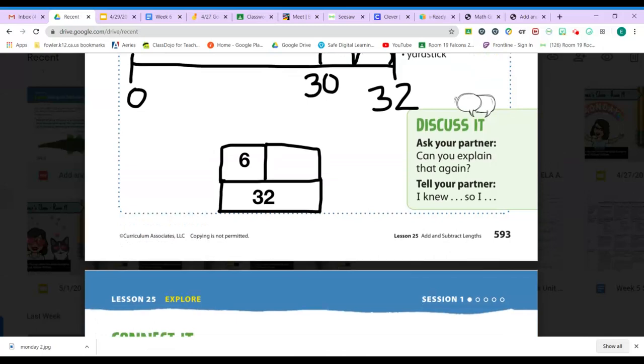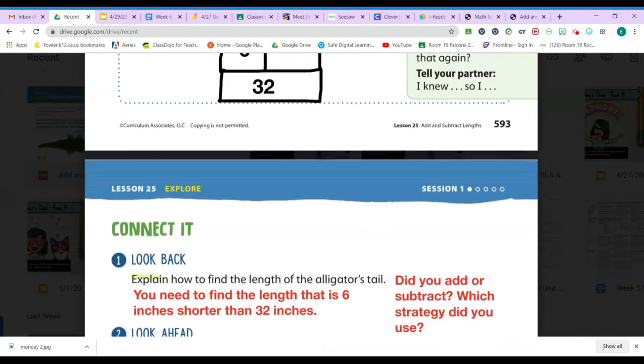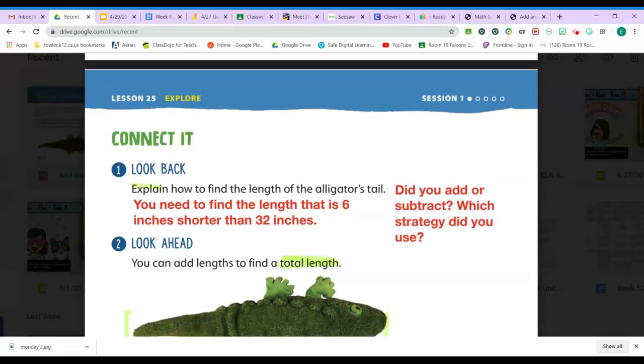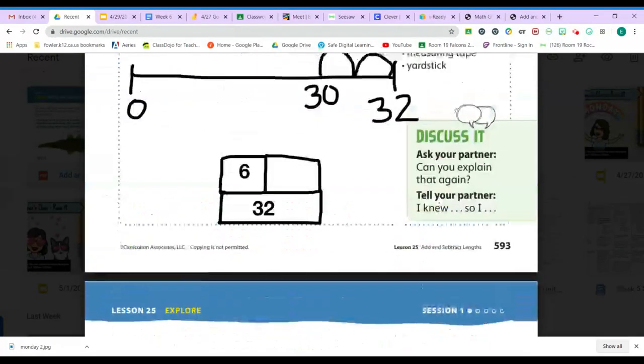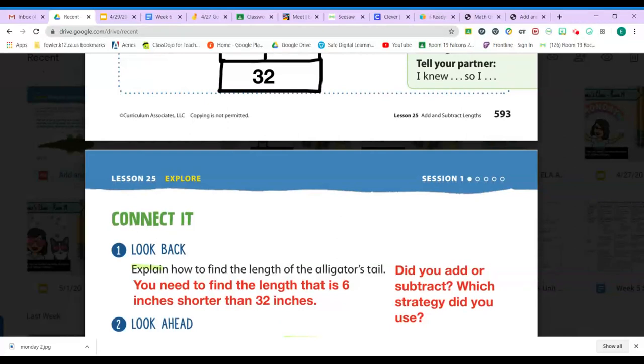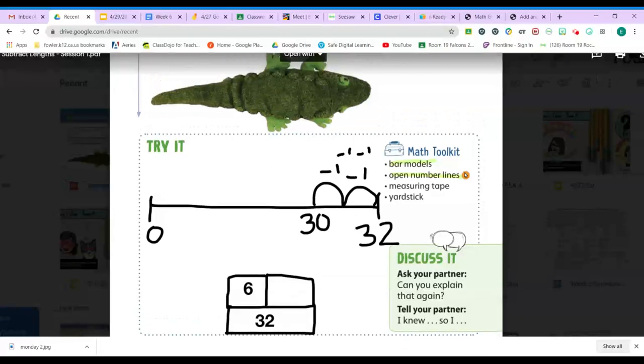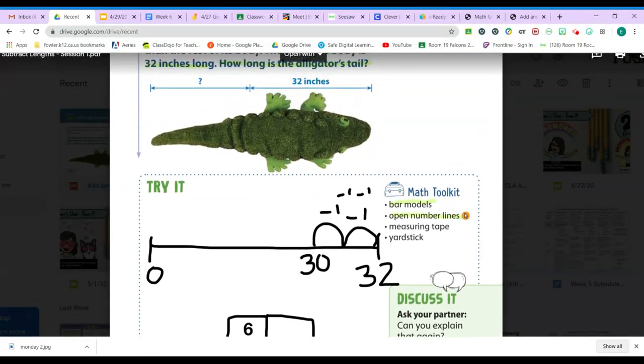All right. If you push pause and you try the problem, I want you to be thinking of the strategies that you used. Let's look at number 1. It says look back. That means this problem. Look back. Explain how to find the length of the alligator's tail. So what did you do? What strategy did you use to find the length of the alligator's tail?